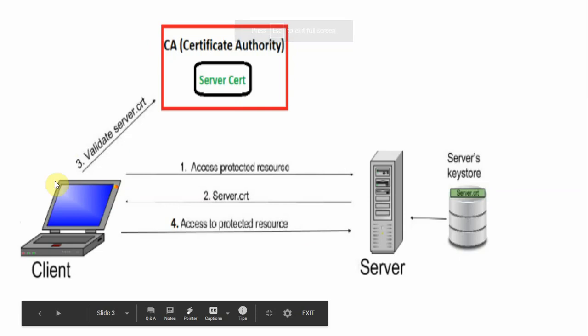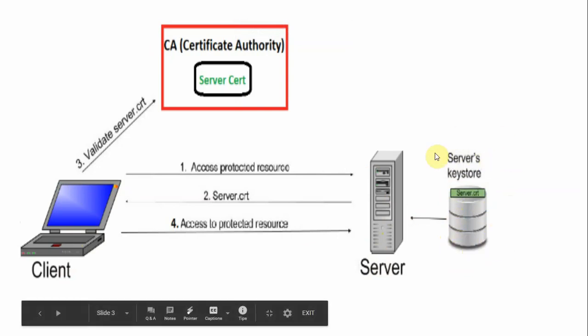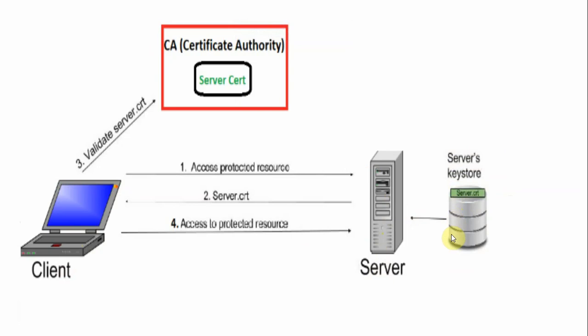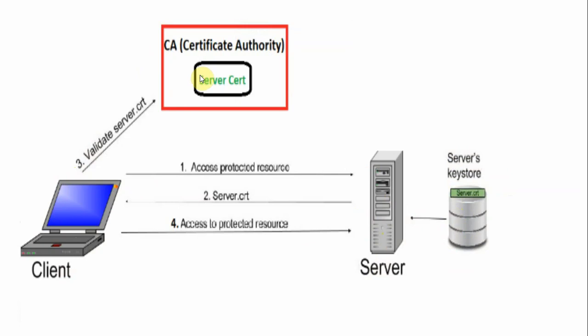So basically in one-way SSL we have one client and we have one server, and the server has a key store. A server key store is used to store a private key or a private certificate. So we store the private certificate in the server key store. And the client maintains one trust store, where it will store the server public key.